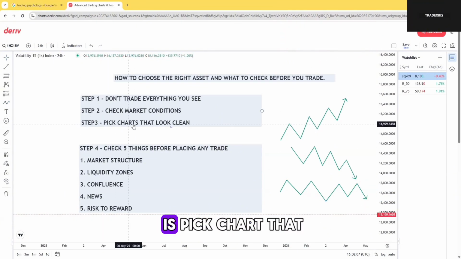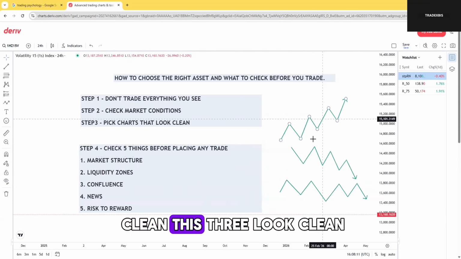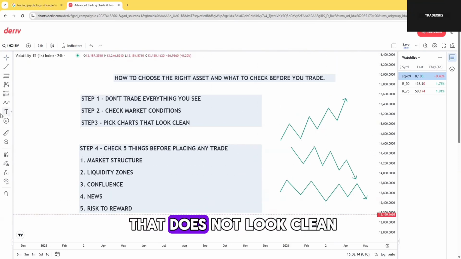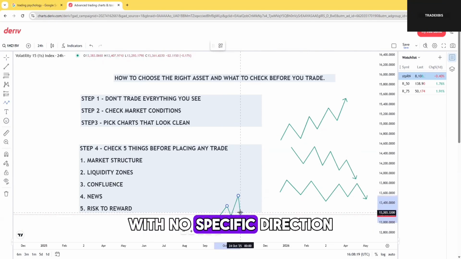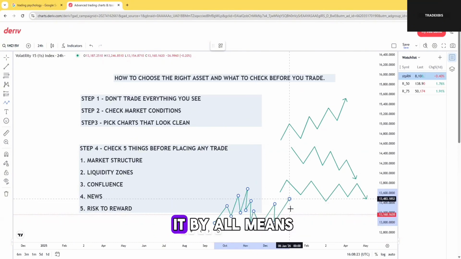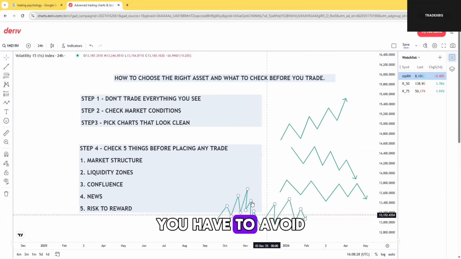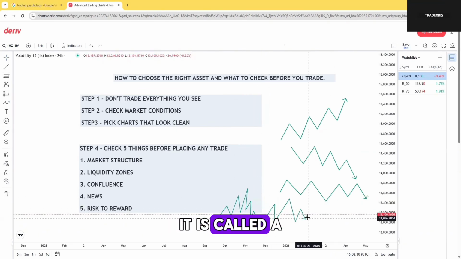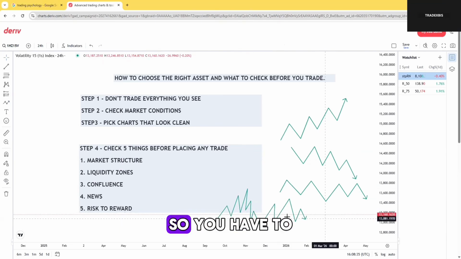Now, the third step is pick charts that look clean. You have to pick the chart that looks clean. Not all charts look clean. These three look clean, but there's another one that does not look clean. If you see something like this in the market with no specific direction, you have to avoid it by all means. So you have to avoid all this type of markets. It is called a choppy market with random price action. So you have to avoid this.